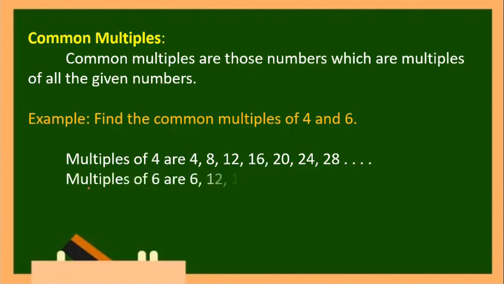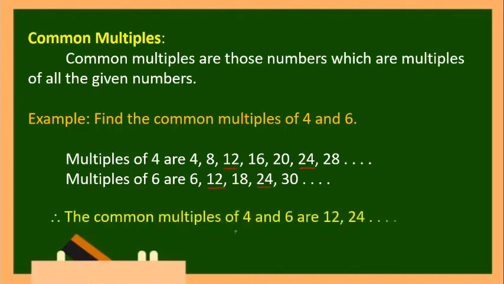Same way, let's write multiples of 6. We need to multiply: 6 ones, 6, 6 twos, 12, 6 threes, 18, 6 fours, 24, 6 fives, 30. Now let's check for common multiples. What are the common multiples? You can see here 12. Next, yes, we have 24. We will get some more, like infinite multiples.